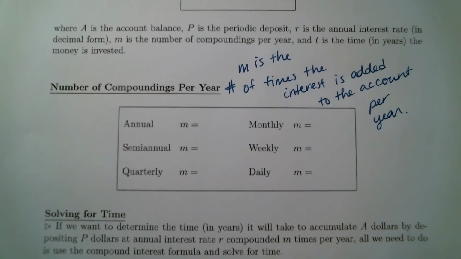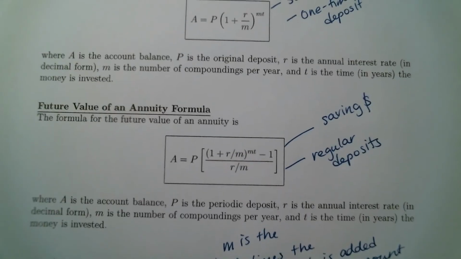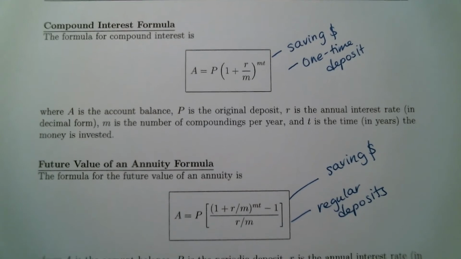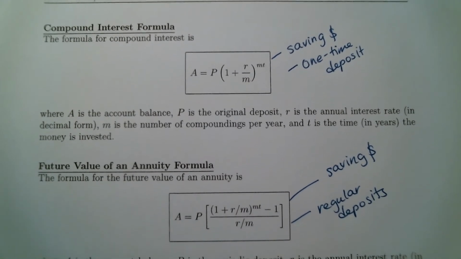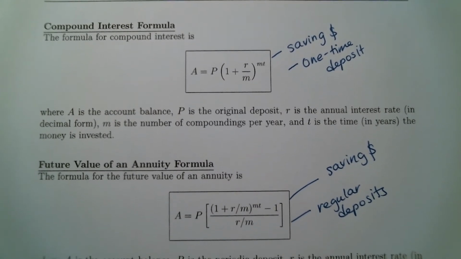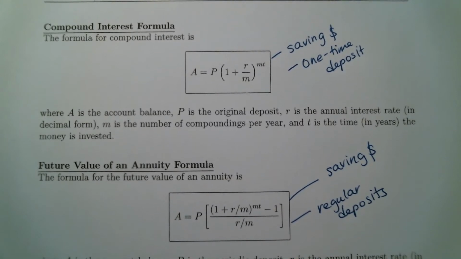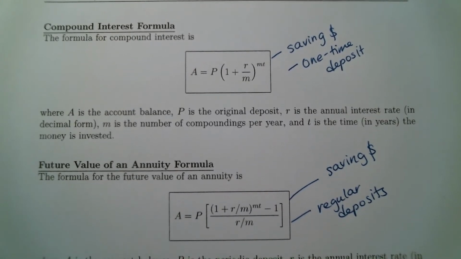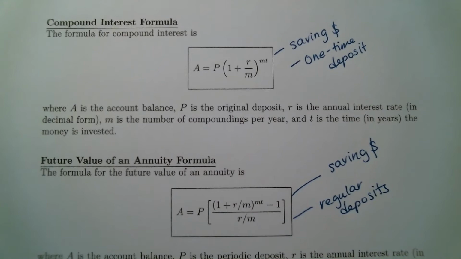With both of these formulas, and even when we get to the other formulas that we haven't talked about, like the present value of an annuity and amortization, you're still going to see this M value pop up. So you have to know how to handle it.